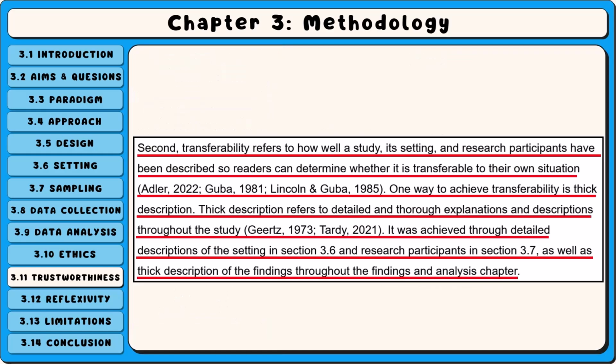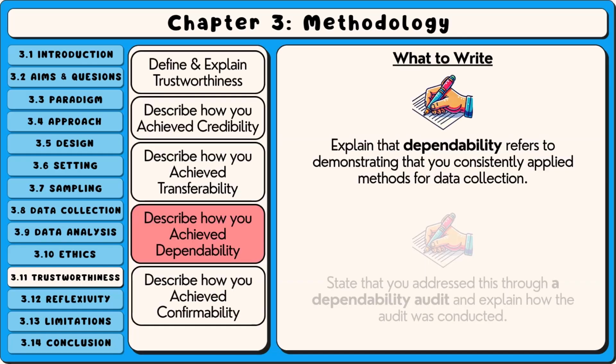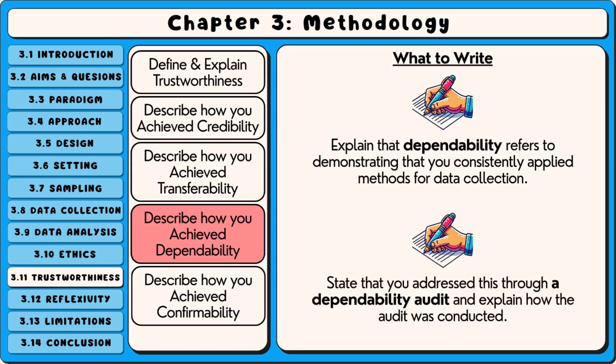Again, it's quite long, so you can pause the screen if you want to read the full example. The next step is describing how you achieved dependability. Here, explain that dependability refers to demonstrating that you consistently applied methods for data collection, and state that you addressed this through a dependability audit and explain how the audit was conducted.